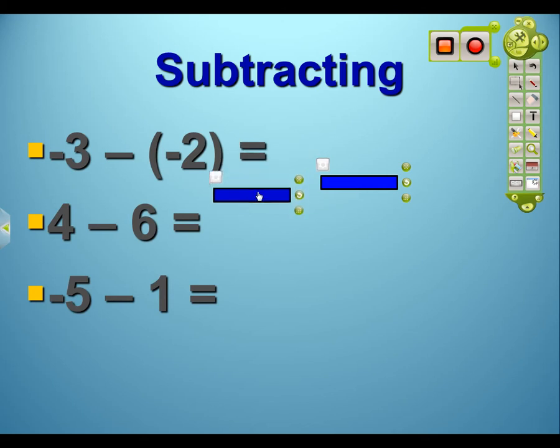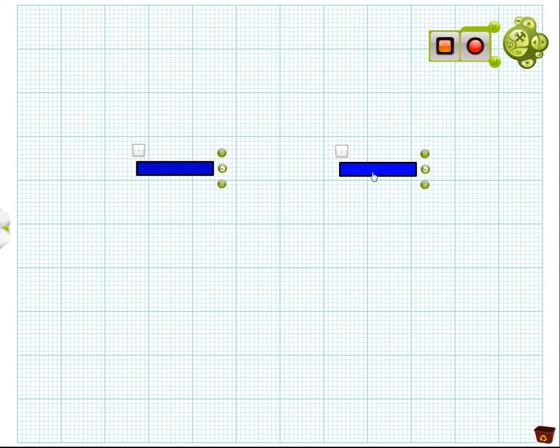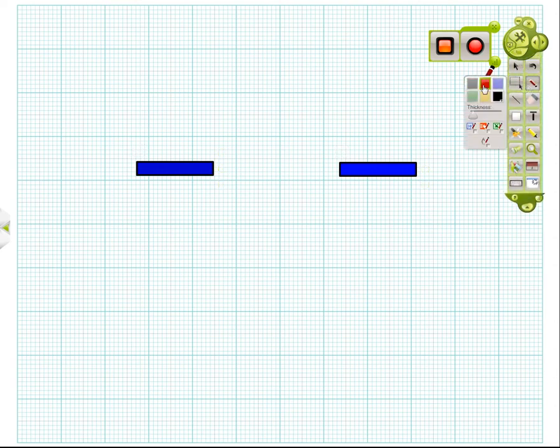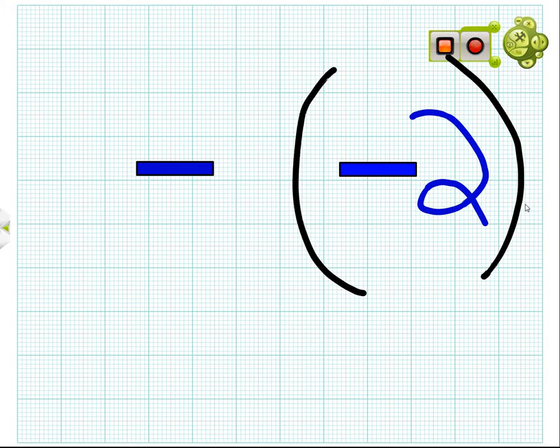Now, when we have 2 negatives, let's say I had a negative 2, and then I have a parenthesis right here, the same way that we had in that example. Do you agree that kind of looks something like it?